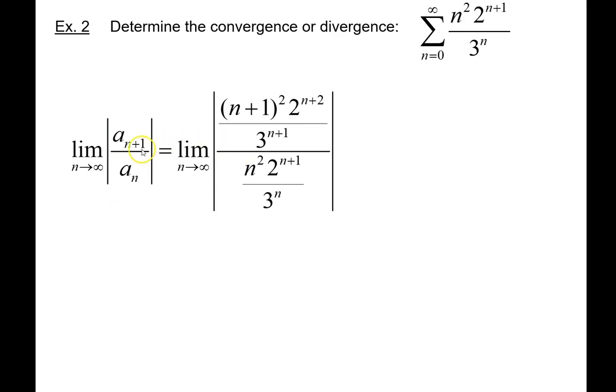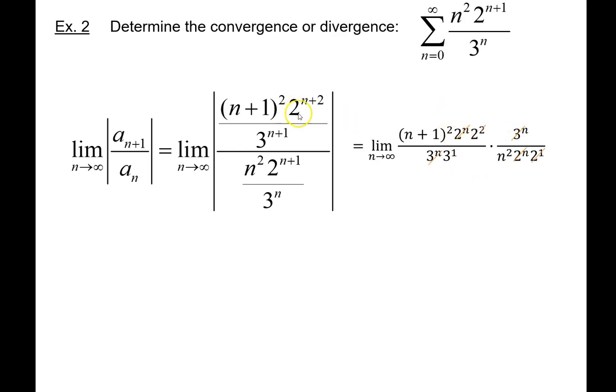So we have the n plus 1th term will be n plus 1 squared times 2 to the n plus 2. Make sure you see where that's coming from because the original sequence had n plus 1 in this exponent. So if we replace the n with n plus 1, that's n plus 2 over 3 to the n plus 1. And then all of that goes over the nth term, which is the original sequence itself. I'm going to flip this and change this to multiplication, flip the second fraction, change it to multiplication. I went ahead and dropped the absolute value because I don't really need that here since all the terms are positive anyway.